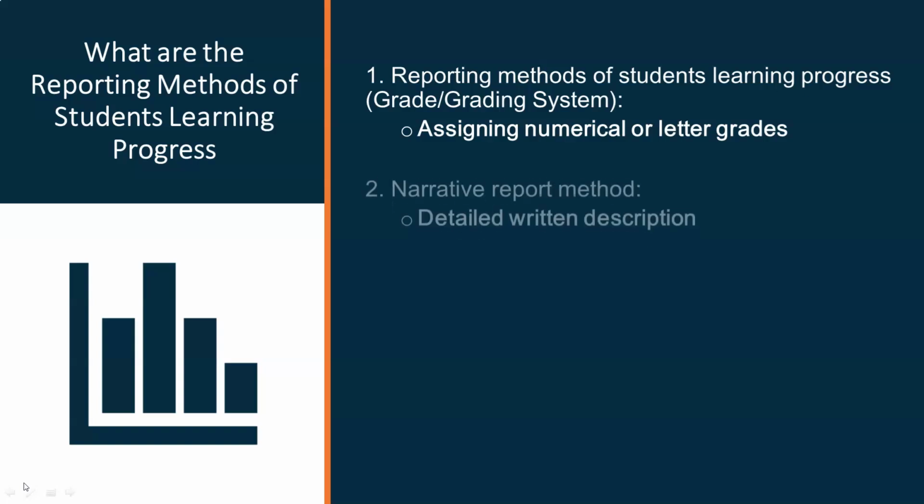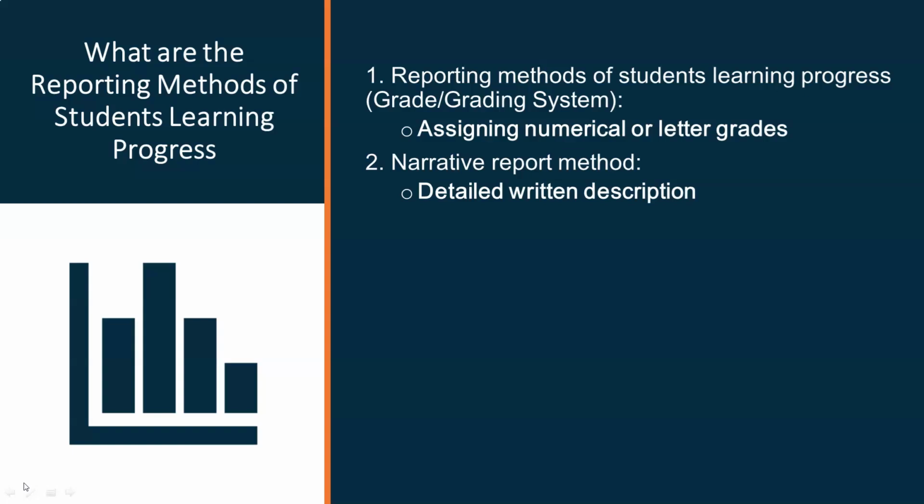2. Narrative report method. This is a detailed written description of a student's progress, strengths, weaknesses, and areas for improvement. This provides qualitative feedback and is commonly used in early childhood education or individualized assessment. The approach can provide a holistic view of the learner's development. However, narrative reports can be time-consuming to create and may lack standardized comparison.